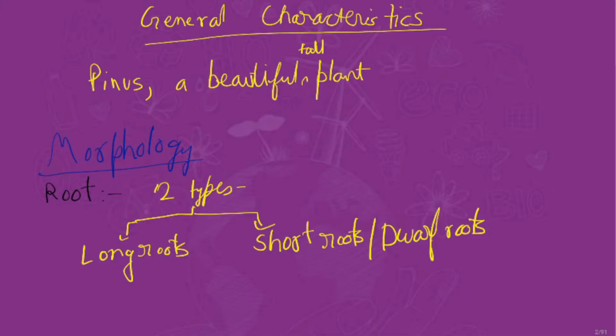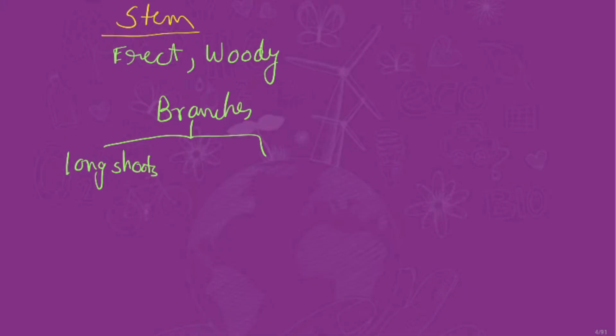Stem of Pinus. The stem is erect, woody, and covered with rugged, scaly bark, which peels off. The branches are of two types: long shoots and dwarf shoots.